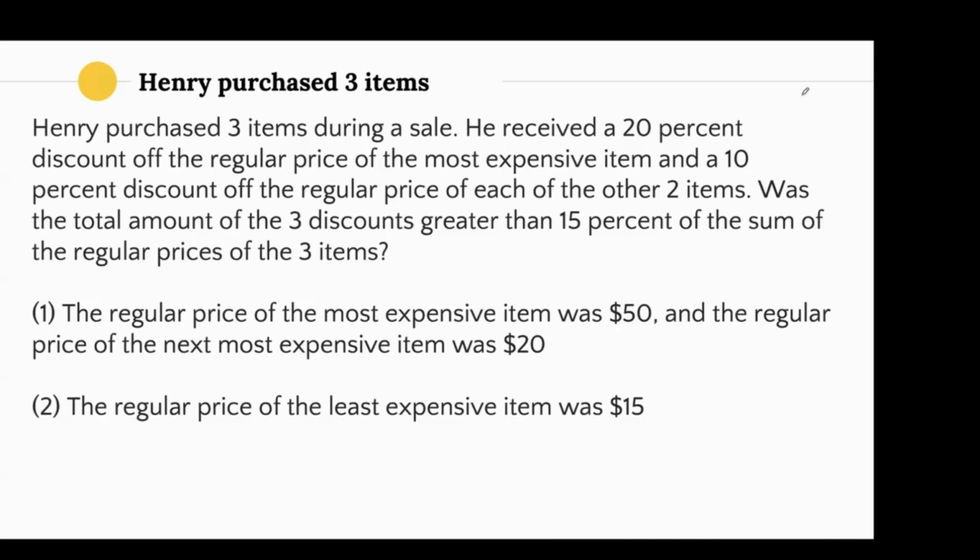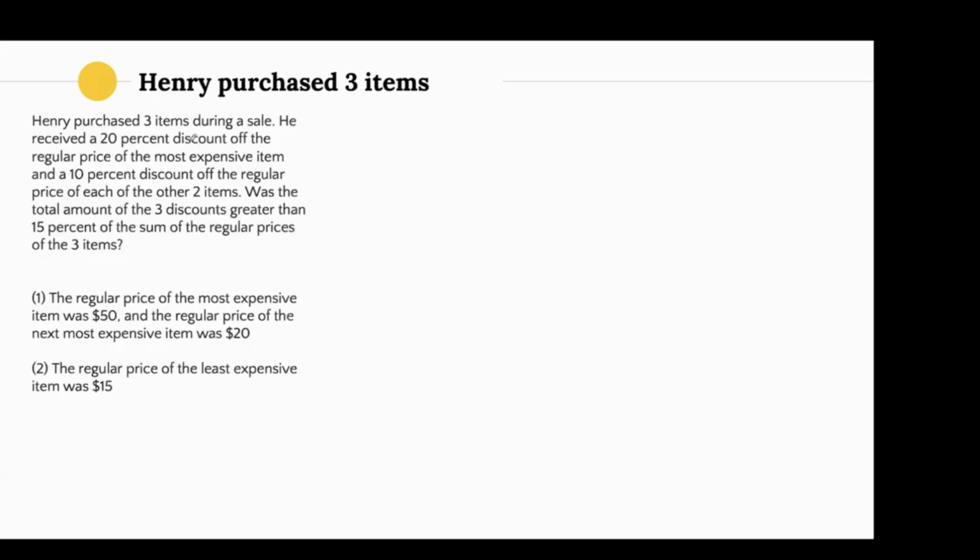Now, quite a few new things have come up here. We're looking at percentages, 2 items at one discount percentage, 1 item at a different discount percent. And the question is, what's the total amount of the 3 discounts greater than 15%? So one question coming to my mind is, wouldn't it simply be that, oh, we have 20% discount on 1 item, 10% discount on 2 items, and then just we find where the average will lie in the middle?